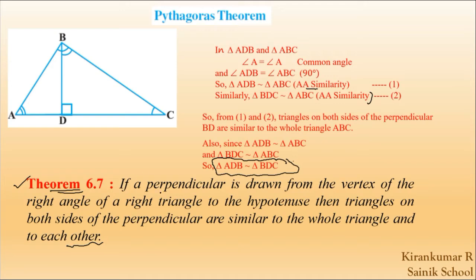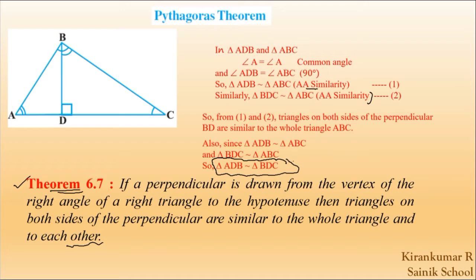Remember the statement: if a perpendicular is drawn, BD is the perpendicular drawn from right angle, which is angle B. It divides the triangle into two similar triangles, and these two similar triangles will be similar to the actual triangle. Let's use this particular theorem in proving the Pythagoras theorem.